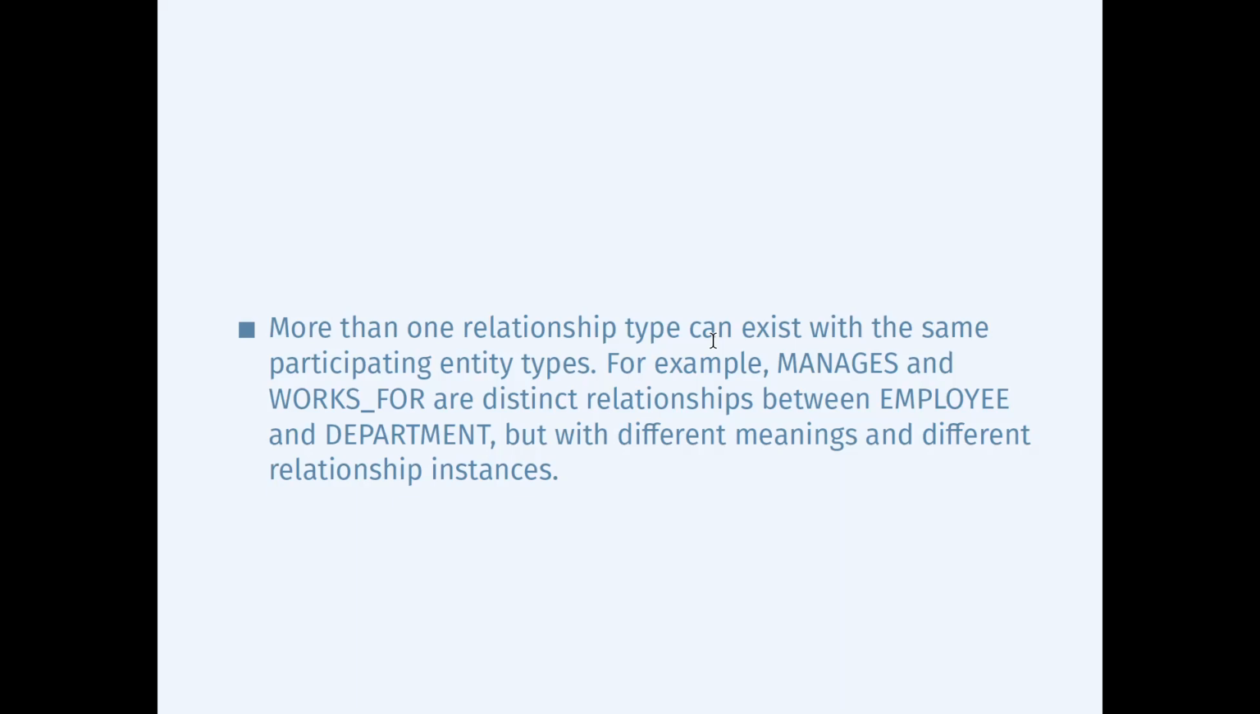And the second thing that you need to understand is there could be more than one relation among the entity types. So if you look at employees with the department, there are two, right? There could be multiple relationships. So in this particular case, we have works for and manages.